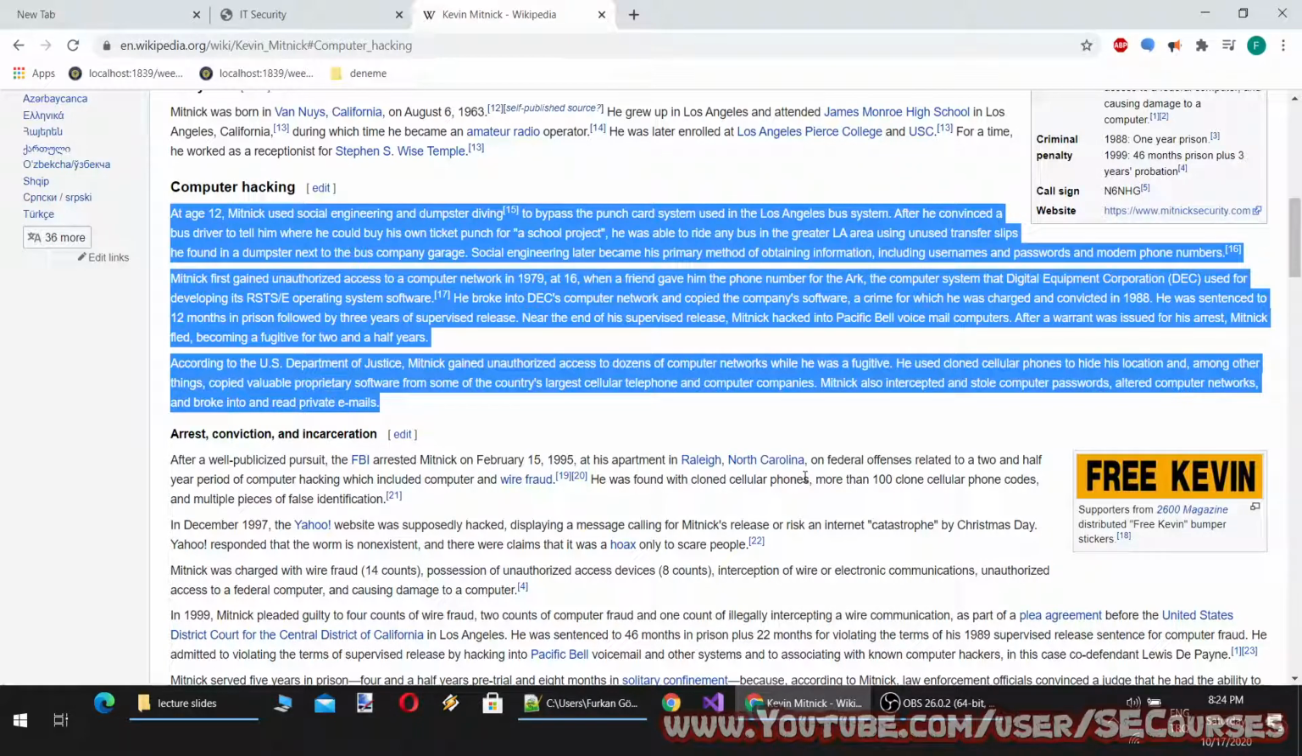Near the end of his supervised release, Mitnick hacked into Pacific Bell voicemail computers. After a warrant was issued for his arrest, Mitnick fled, becoming a fugitive for 2.5 years. According to the U.S. Department of Justice, Mitnick gained unauthorized access to dozens of computer networks while he was a fugitive. He used cloned cellular phones to hide his location and, among other things, copied valuable proprietary software from some of the country's largest cellular telephone and computer companies. Mitnick also intercepted and stole computer passwords, altered computer networks, and broke into and read private emails.